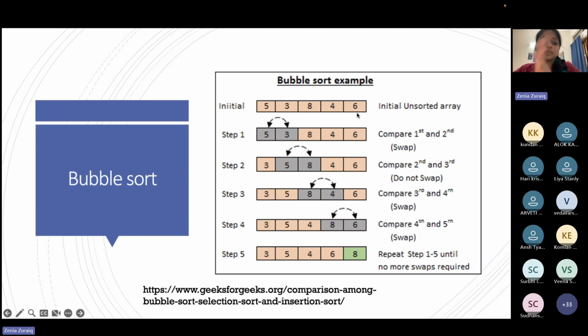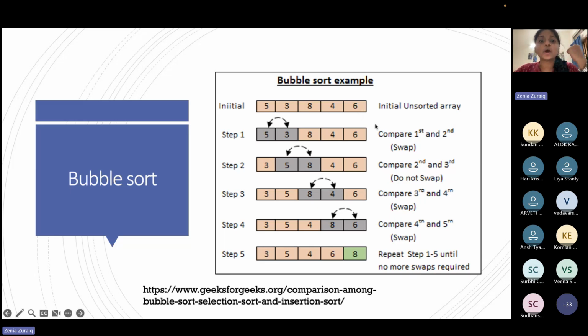We want the biggest element to reach the last position. So this is why it's called bubble sort, because in every pass... so this is just one pass. Now I have to do the same procedure again for these four elements, then for the three elements, and so on until there are no more swaps which are required.